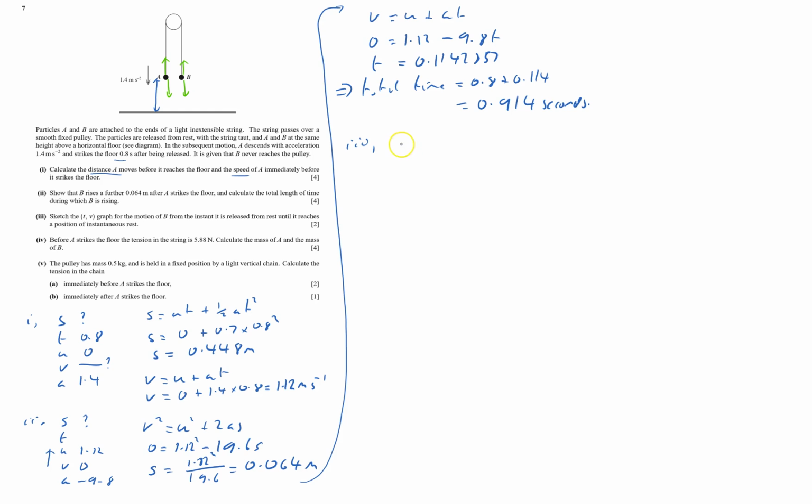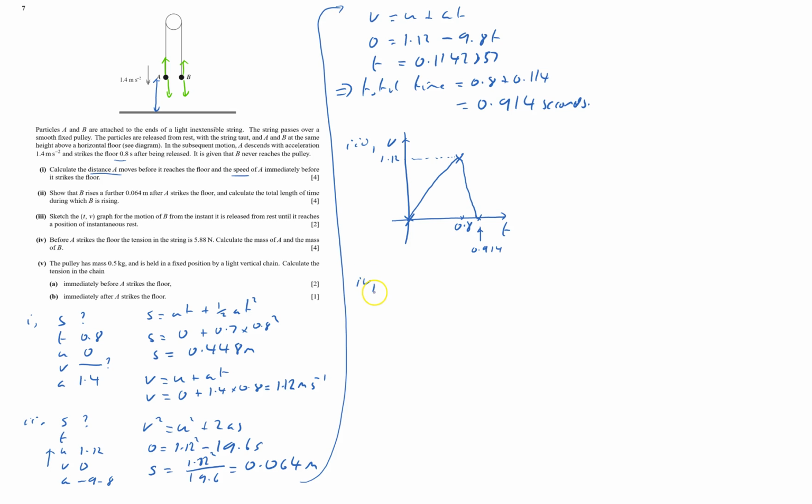I've got to sketch a graph. So velocity against time. At time 0, the velocity is 0, so it'll start there. And after 0.8 seconds, it's going 1.12. So it goes up to that point there. Constant acceleration is a straight line. That's 1.12. And then finally, at 0.914, it's back there, and that's our acceleration there. That's our minus g actually, and that's what that will look like.